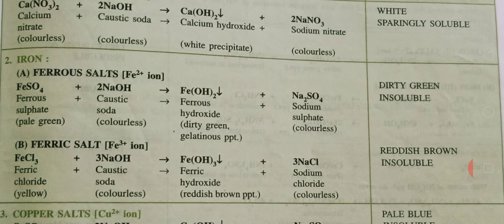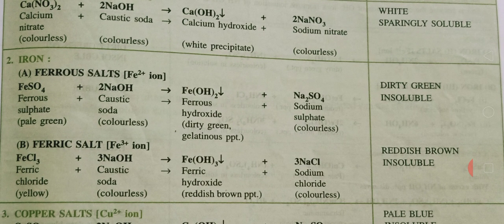And as you all know children, iron exhibits two valencies, ferrous and ferric. So both these give different colors. Ferrous ion, when it reacts with sodium hydroxide, gives you ferrous hydroxide, which is dirty green in color, and a colorless sodium sulfate is formed. And children, this dirty green PPT is insoluble in excess of NaOH. So if you add excess of NaOH, this dirty green PPT does not dissolve.